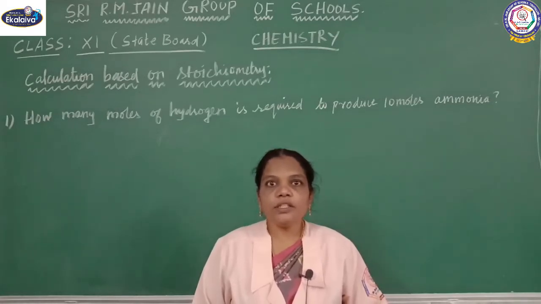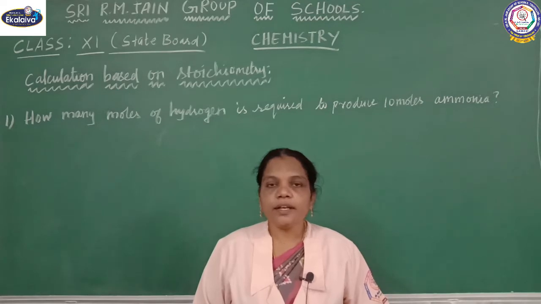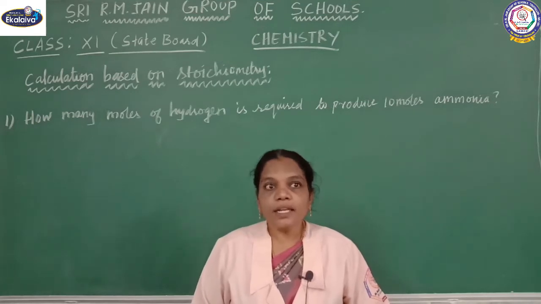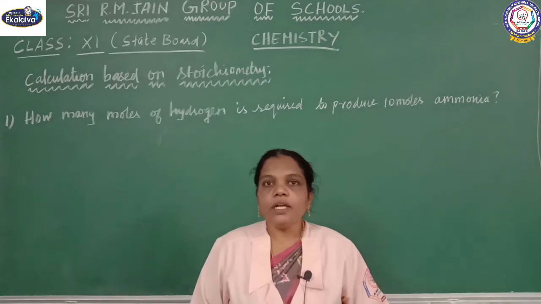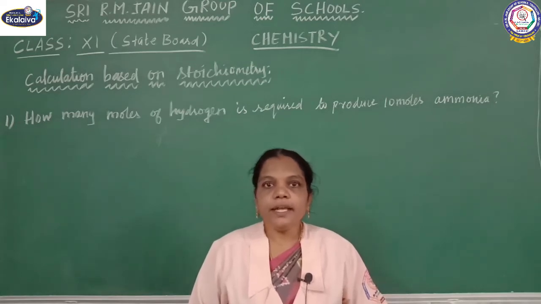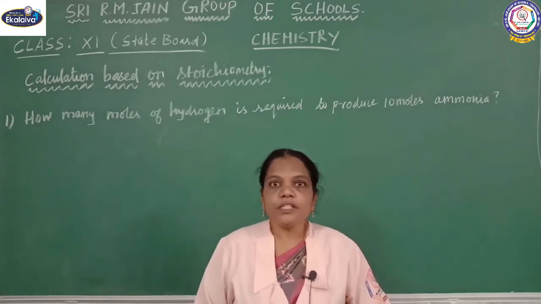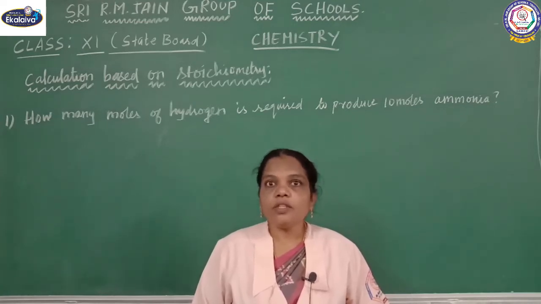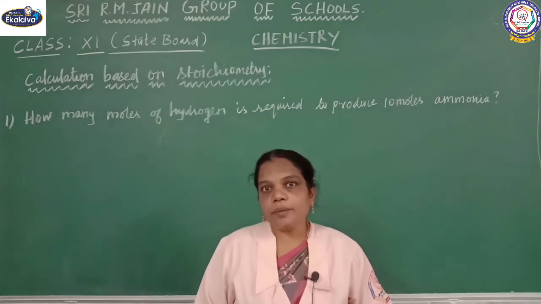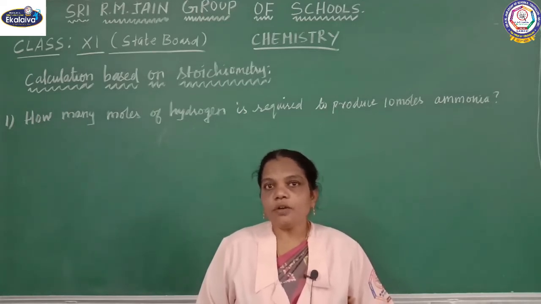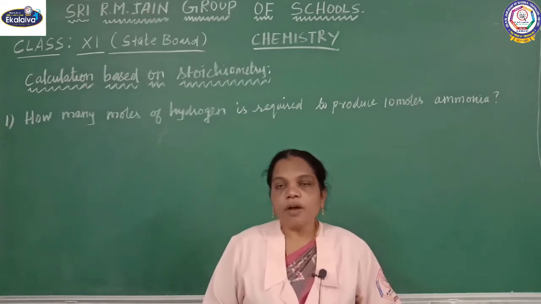Today's class we are going to learn about the stoichiometric calculation. You know what is meant by stoichiometry. Stoichiometry is the quantitative measurement of reactants and products in a balanced chemical equation, in moles. So now we are going to calculate the number of moles present in the balanced chemical equation. So now we are going to see some of the calculations.